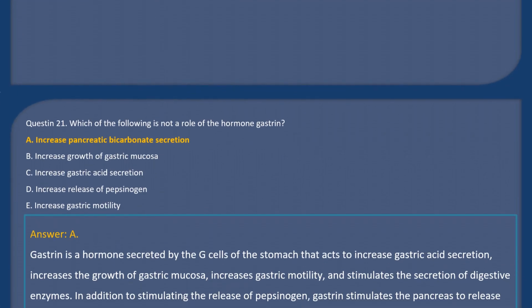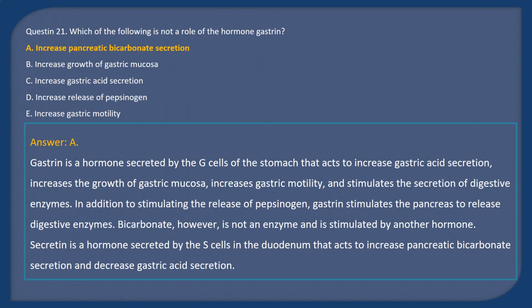Answer A. Gastrin is a hormone secreted by the G cells of the stomach that acts to increase gastric acid secretion, increases the growth of gastric mucosa, increases gastric motility, and stimulates the secretion of digestive enzymes. In addition to stimulating the release of pepsinogen, gastrin stimulates the pancreas to release digestive enzymes.